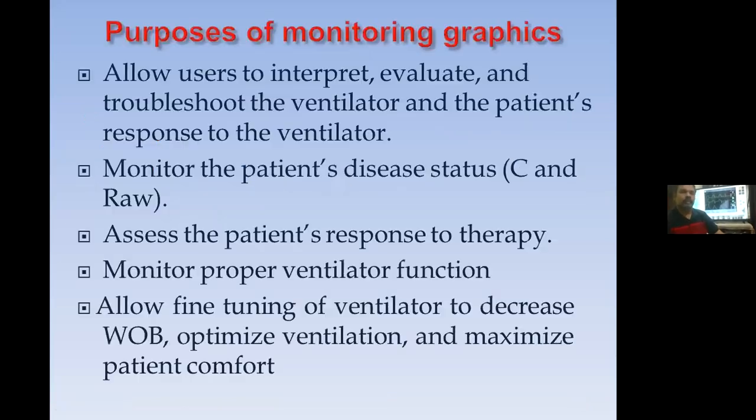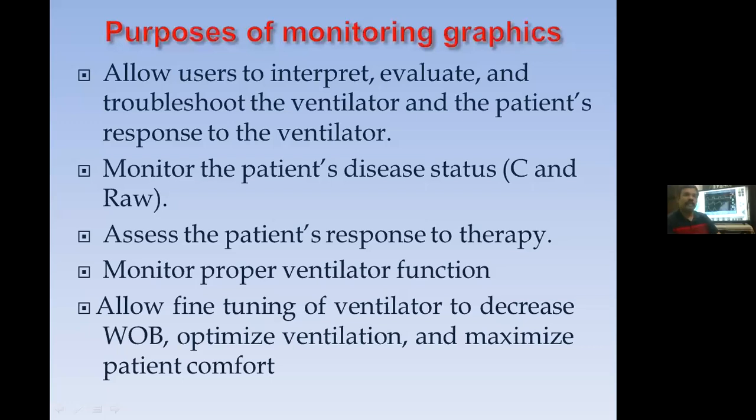After seeing this physiological part, the main purpose of the ventilator graphics is that they allow the users to interpret, evaluate and troubleshoot the ventilator and the patient's response to the ventilator. That is the ultimate aim. And we can monitor the patient's disease status, and find the various changes in their capacities and volumes, whether they are responding to therapy, to evaluate the responsive therapy, and to monitor the ventilator function.